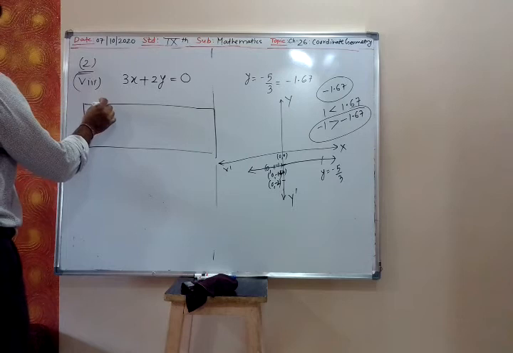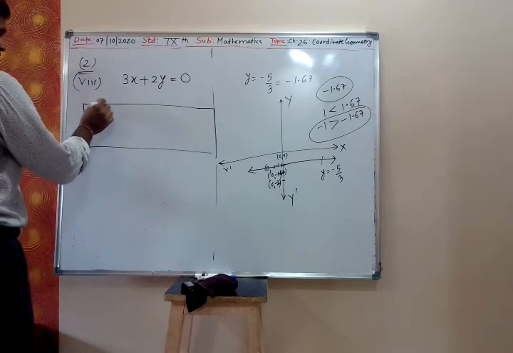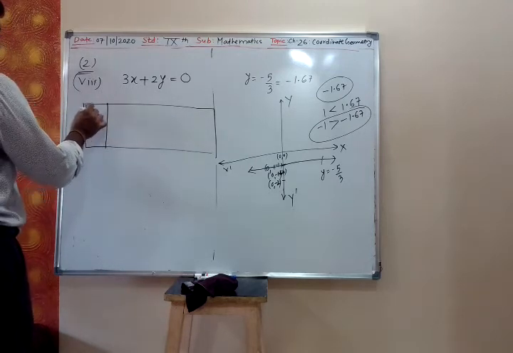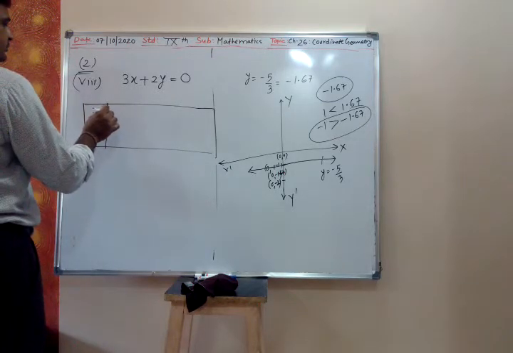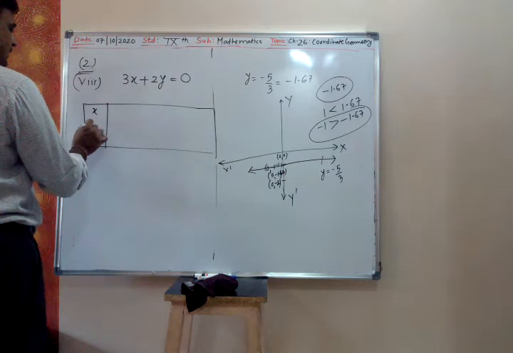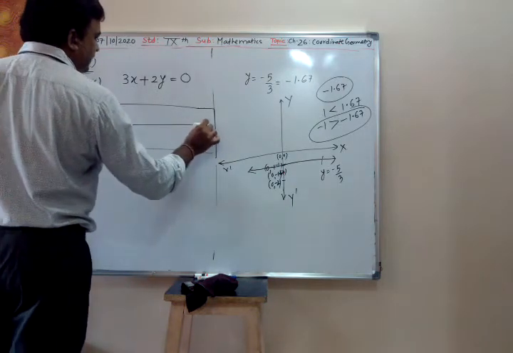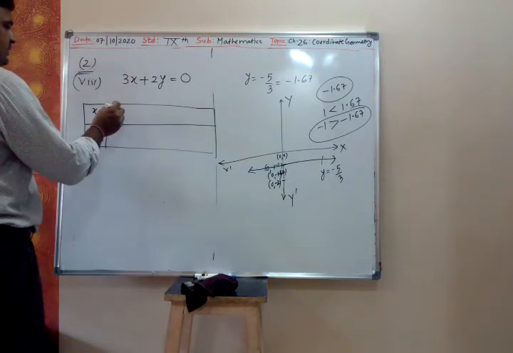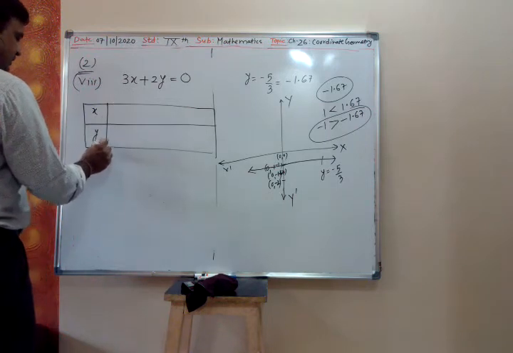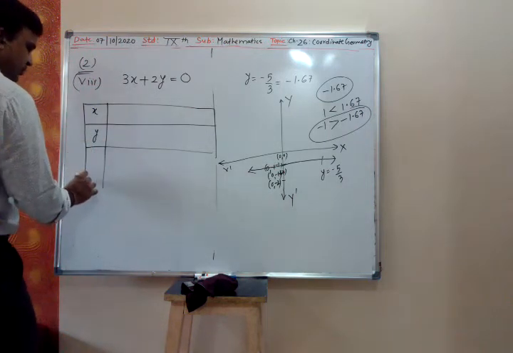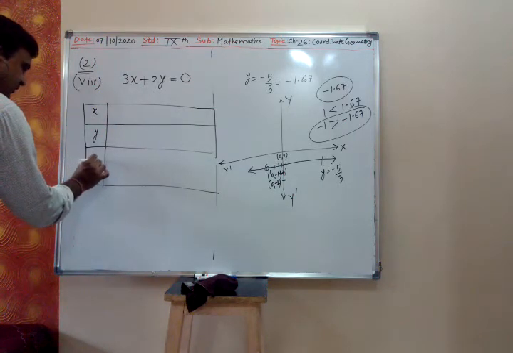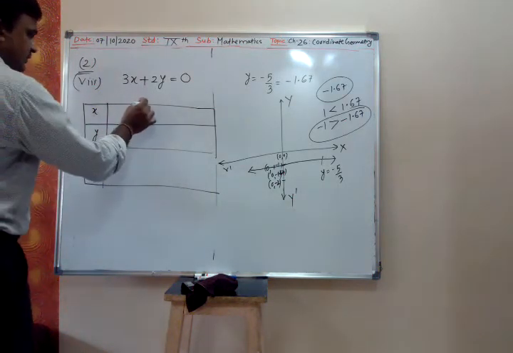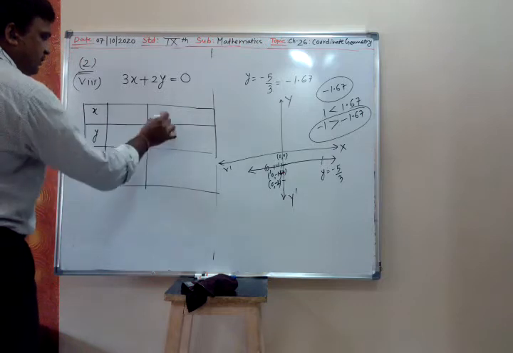So first we have x. Then we have y. X, y, and then we have the points. Below we write points. X, y, and we write the point. We need to find 3 points in this.